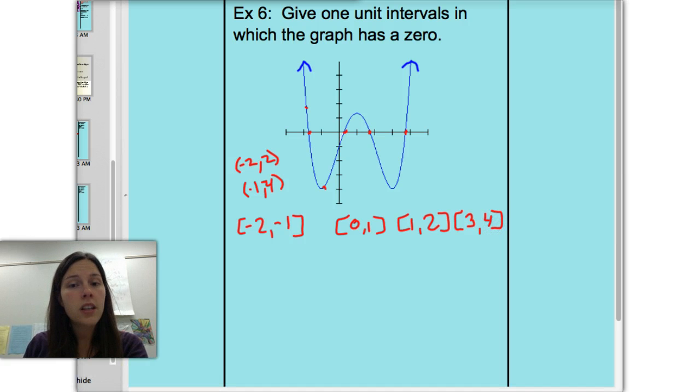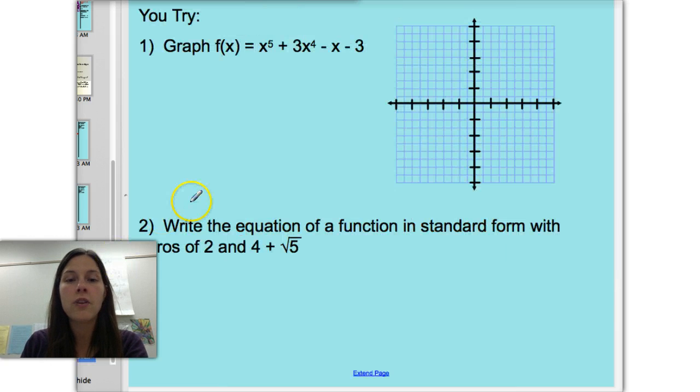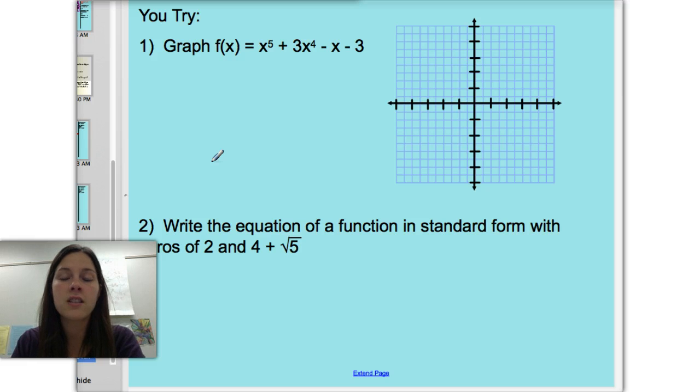All right. Hopefully the intermediate value theorem made a little bit more sense when we actually applied it to the graph. If not, make sure you bring your questions to class and we can go over them then.